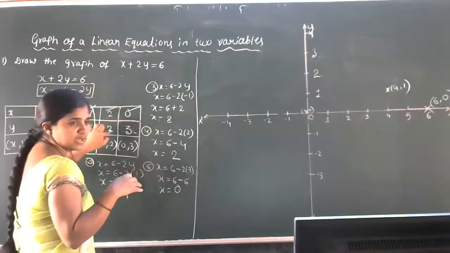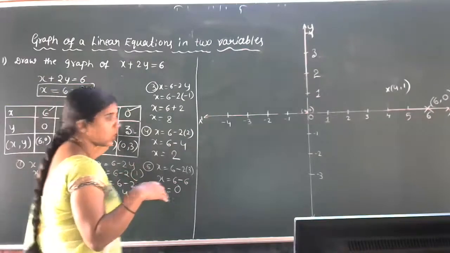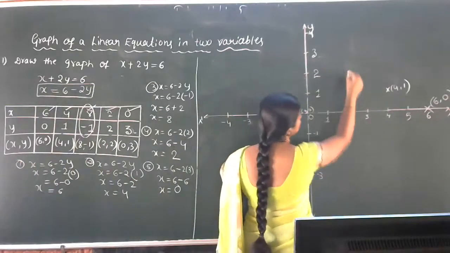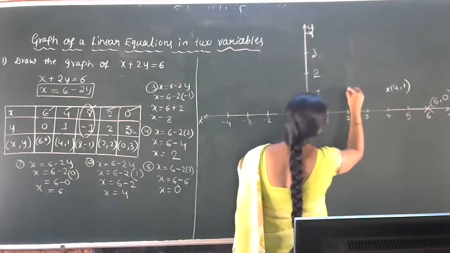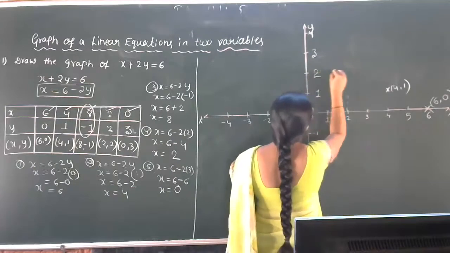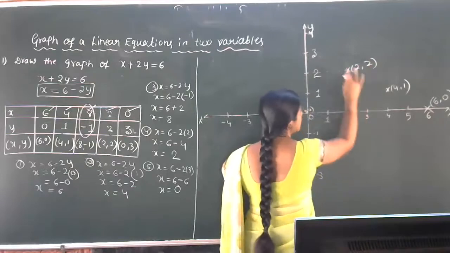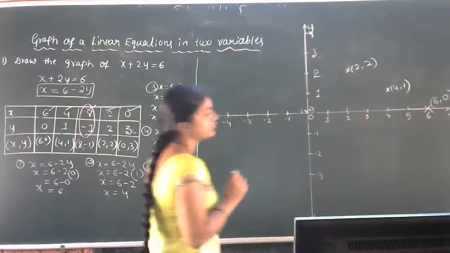Next, 2, 2. I am choosing the next solution. 2, 2. On the x-axis, here 2, and on the y-axis, here 2. So the point is this one, 2, 2. Got the idea now? This is the location of 2 comma 2.